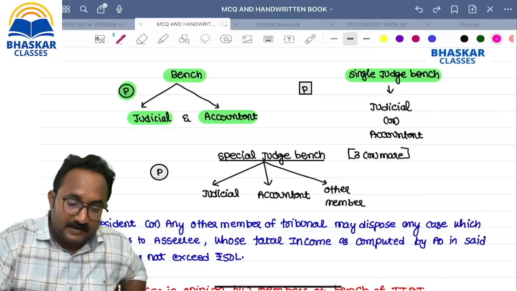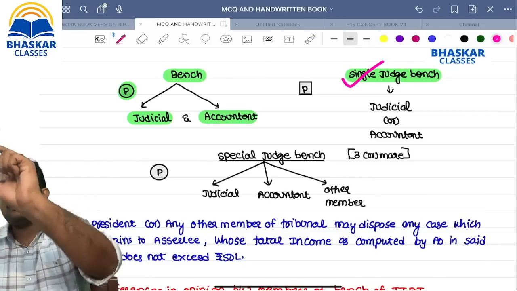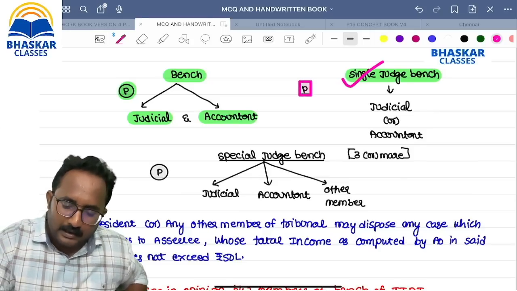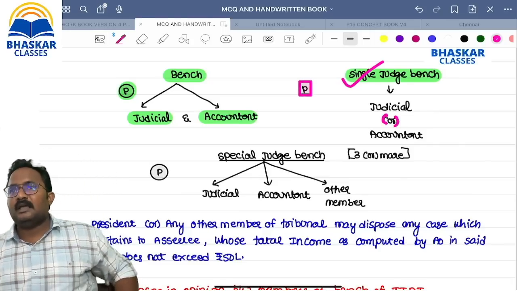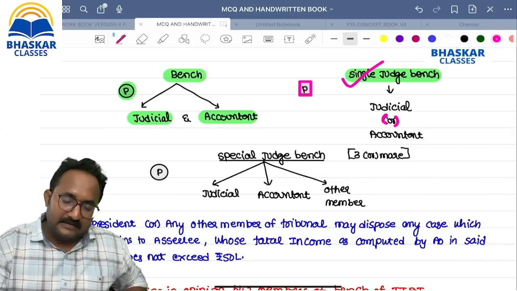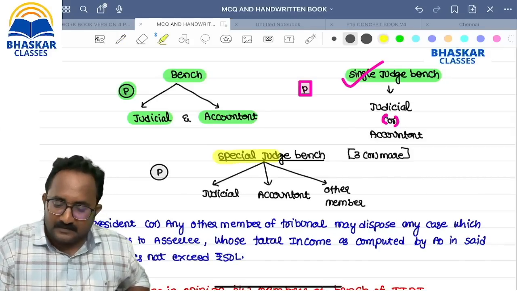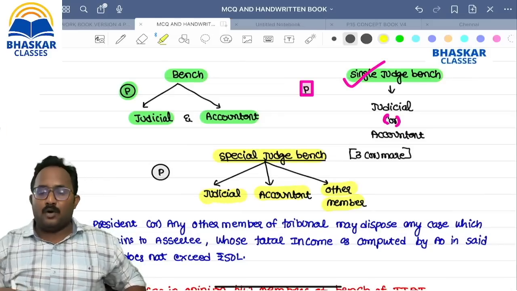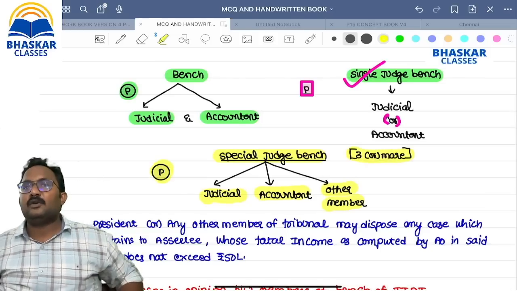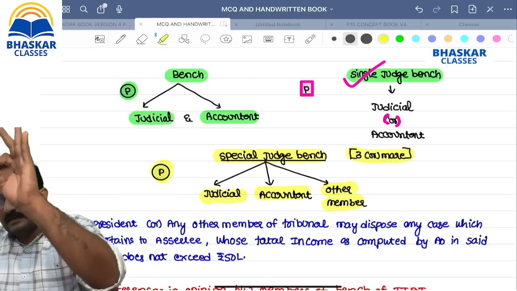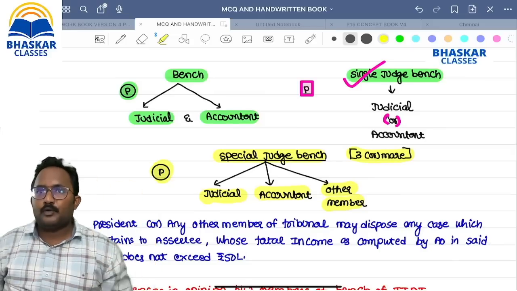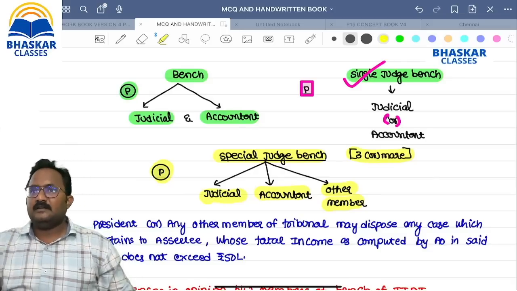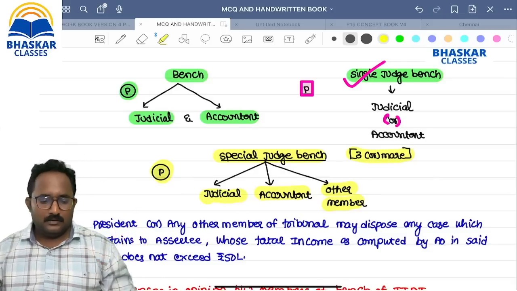If I say single judge bench anywhere, it is any one of the members, either judicial or accountant, along with the president. The president will always be there, and only one of the judicial or accountant members hears your case. That is a single judge bench. In some cases they can give a special bench, which means judicial and accountant members, and we can recruit other members also, all together along with the president. That is called a special bench. In the exam, these are the technical words they are going to give you. If you have this knowledge, you can definitely write the answers. So: general bench, single judge bench, special bench. Clear?